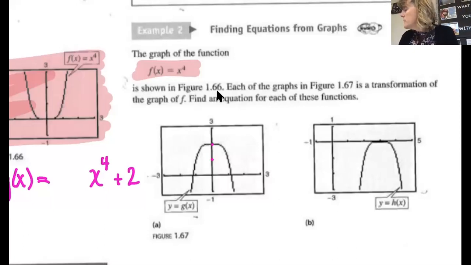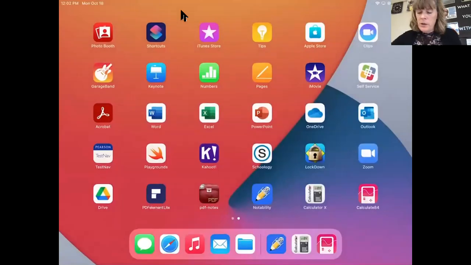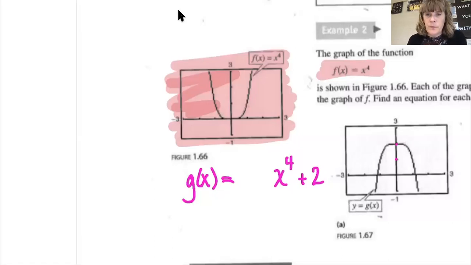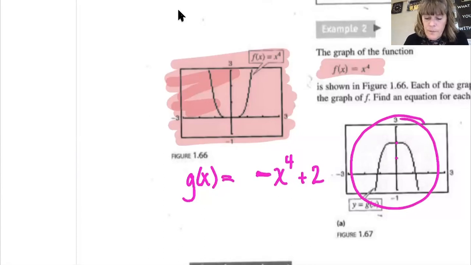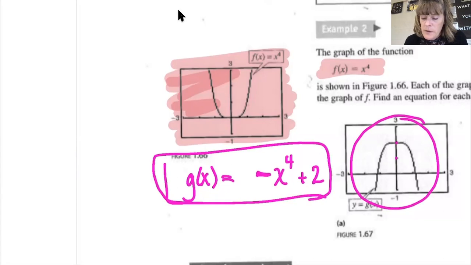Sorry, there was a pause there, but I just wanted to double check to make sure I'm telling you everything correctly. So, when you have that flipped over version right here, then that would be a negative out front of that x to the fourth. Okay, so this right here is the equation for that graph.